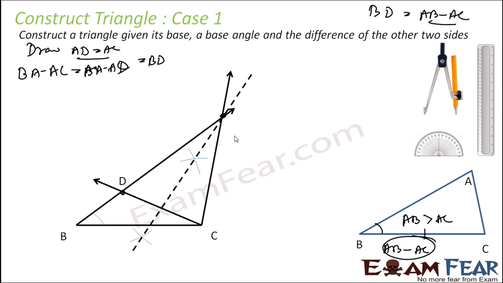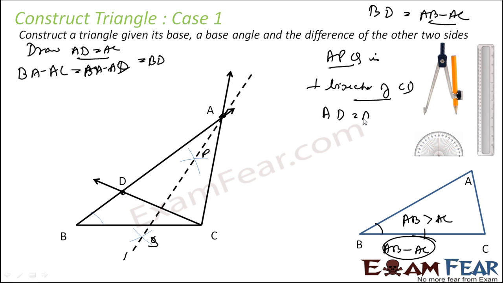Because if you join this, since this whole thing, let me call it A actually, and let this be P and Q. So since APQ is the perpendicular bisector of CD, I can say that AD will be equal to AC. Why? Because these two triangles ADM and ACM will be congruent. Perpendicular bisector, so they will be congruent. That is what we wanted. We wanted to find a point A such that AD is equal to AC, and we found that.